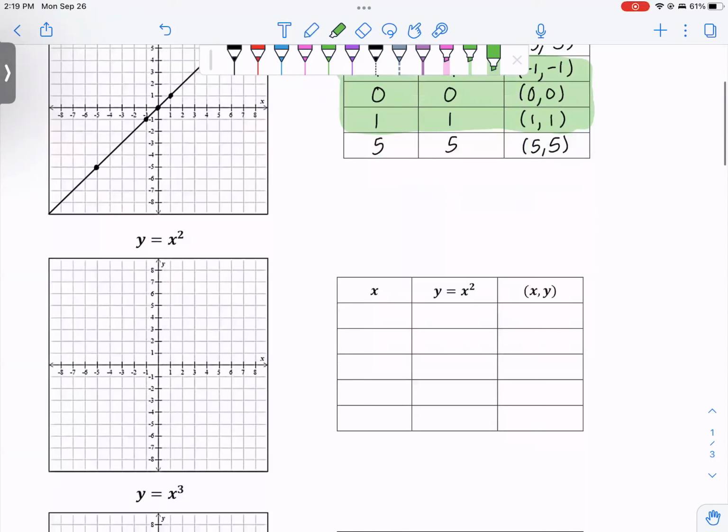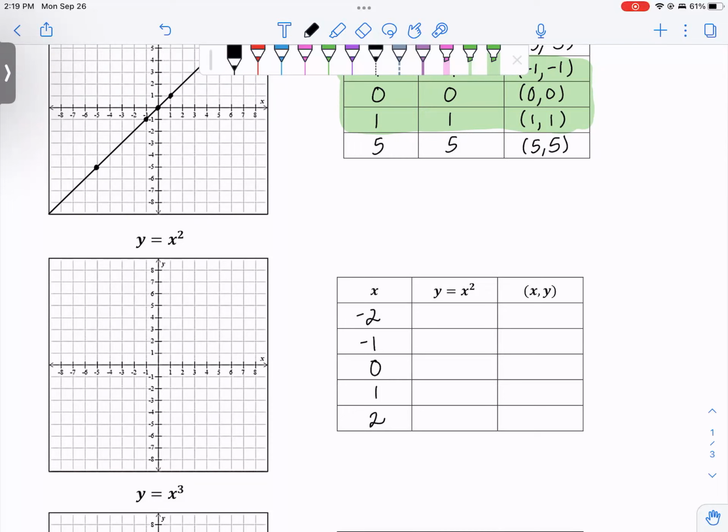For x squared, we definitely want to use 0. We'll do -1 and 1, -2 and 2. These are just basic points on the graph of x squared that we can look at when we go to transform the function. These are good baseline points. For each of these, we are squaring them.